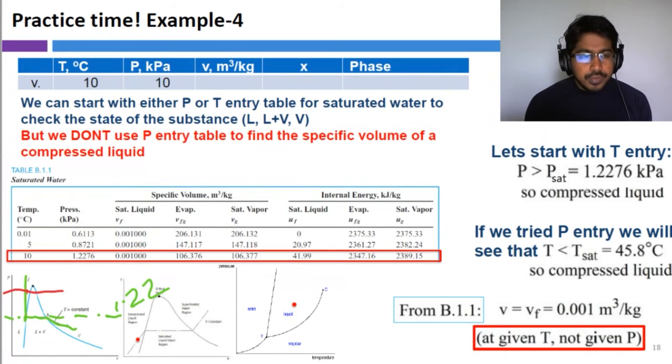Okay, so now once we know it is in the compressed liquid region, we can remember that we said, out of the temperature and pressure, what determines the properties of a compressed liquid more? Is it temperature or pressure? What has a more significant impact on the properties of a compressed liquid? Any ideas?